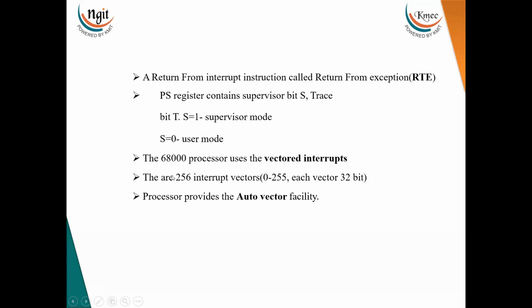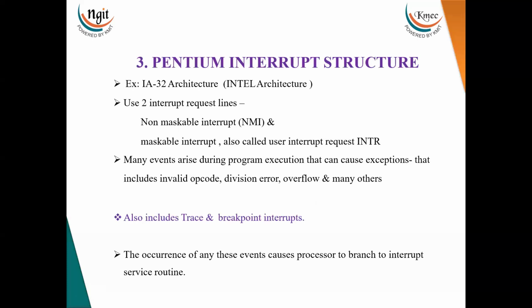Now, the 68000 processor uses vectored interrupts. Whenever an interrupt occurs and is received by the processor, after giving the acknowledgement, the processor will send the vector code on the data bus. In total, it has 256 interrupt vectors. And an auto vector facility is also provided in the 68000 microprocessor. Now, the next one is the Pentium interrupt structure.